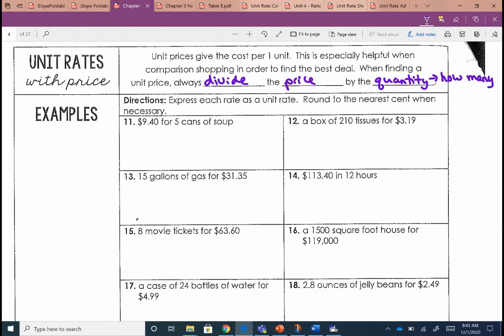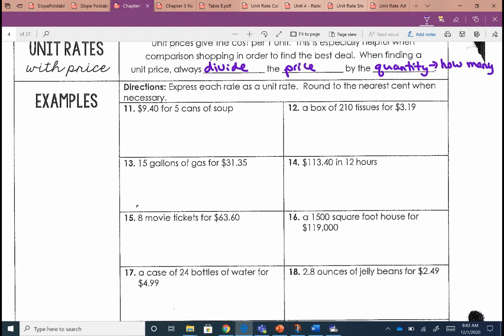So if we look at question 11, we want to take the price divided by how many I have. So $9 divided by 5 cans. Now, when you're working with money, round to the nearest cent. So that's 2 decimal places after the decimal point.